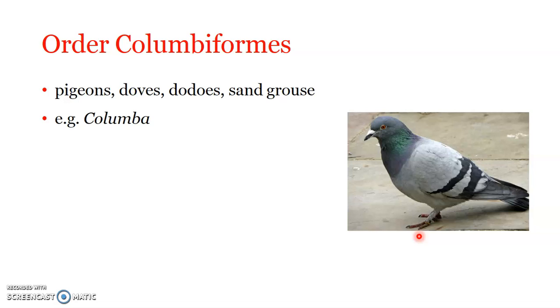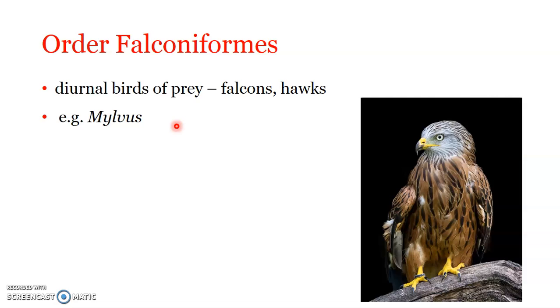Then they produce pigeon milk. The crop in the alimentary canal produces pigeon milk, which is used to feed the young ones. And they are primarily graminivorous and frugivorous, that is, they feed on grains and fruits. Obviously, this is a blue rock pigeon, Columba livia, and you will be learning it in detail as a type species. Then you have different kinds of pigeons and doves, and even the dodo, the extinct one, Raphus, comes under Columbiformes. Okay.